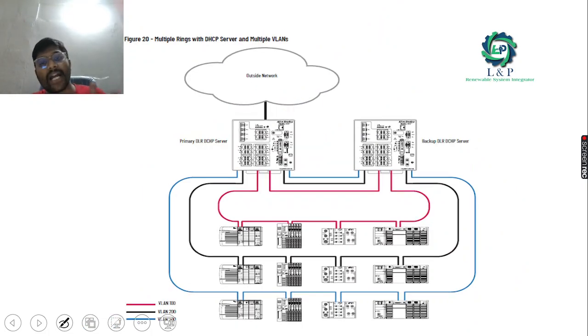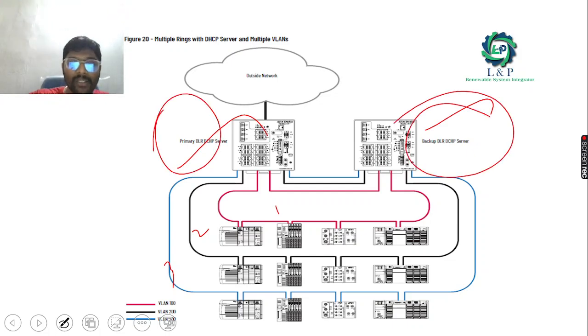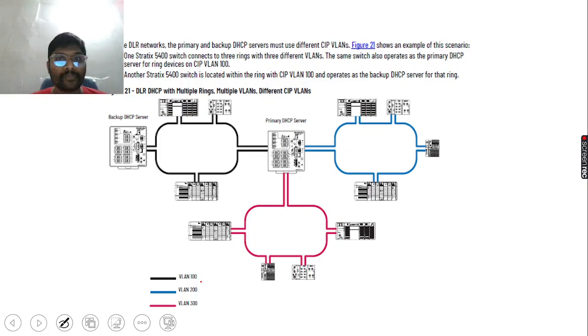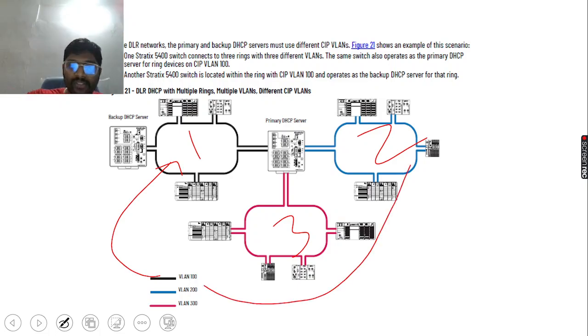Another example is that we have multiple rings, so ring 1, ring 2 and ring 3. We have DHCP server enabled. One will be the primary, the other will be the backup. So you need to assign different VLANs. This is another example. Next, we have a DLR DHCP with multiple rings: ring 1, ring 2 and ring 3. Then the VLAN ID for this is 100, for this will be 200, and for this will be 300.